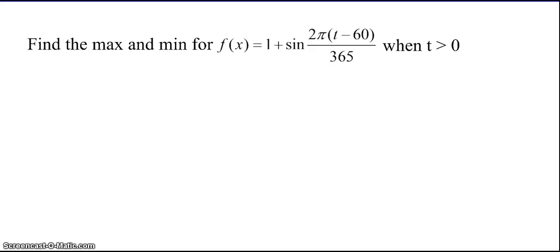Now, take it a step further, find the max and min for f of x equals 1 plus sine of 2 pi times t minus 60 over 365 when t is greater than 0. Pause the video, find the maximum and minimum, unpause when you're ready to check your work.